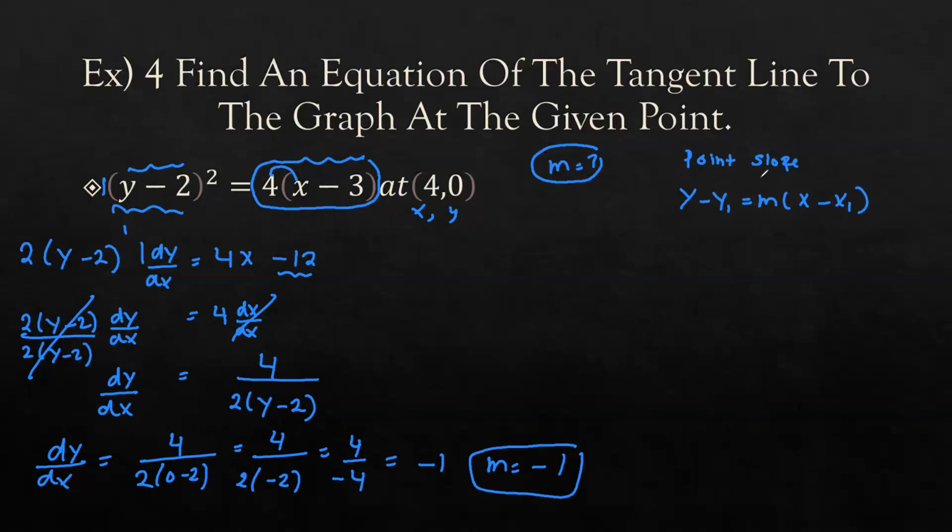So now we're going to go back to point slope form because they want an equation. It's going to be y minus y1, so y1 would be 0. My slope is negative 1, and then it's x minus x1, which is 4. So this is negative 1 times (x minus 4), and then y minus 0 is y. And that's your final answer. Your final answer is y equals negative x plus 4.